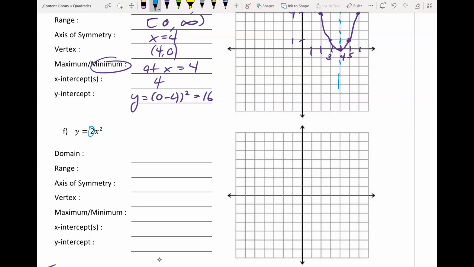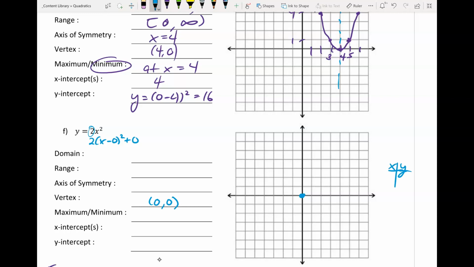So our vertex here is still at (0, 0), because we don't have a number on the inside, nor do we have a number on the outside. So that's where our vertex is located. If you want to find the next point, the easiest way to do this is to do a mini table of values on the side.